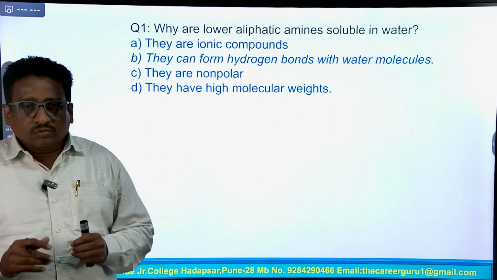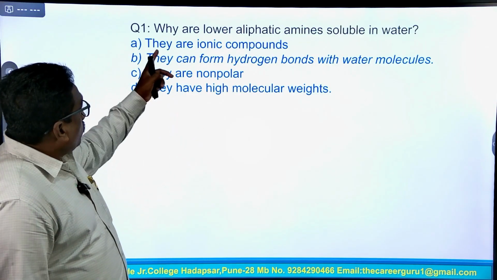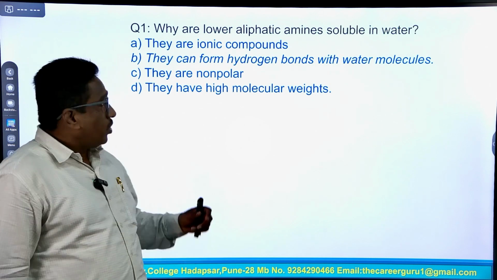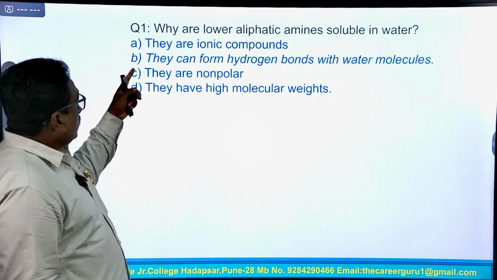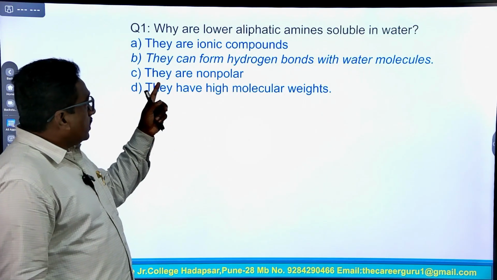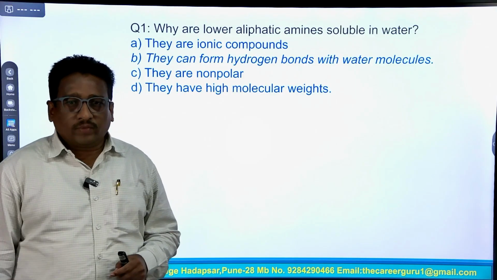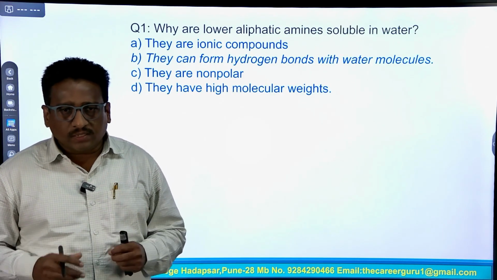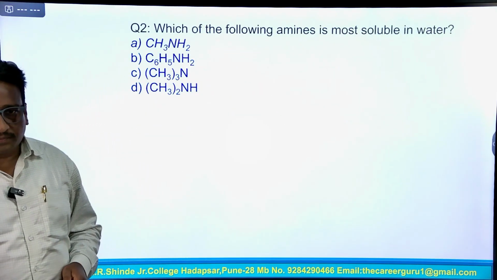Now some MCQs based on these physical properties. Why are lower aliphatic amines soluble in water? Option A, they are ionic compounds. Option B, they can form hydrogen bond with water molecules. Option C, they are non-polar, and option D, they have higher molecular weights. The correct option, as we have discussed already in physical properties, is that they can form hydrogen bonds with water molecules.